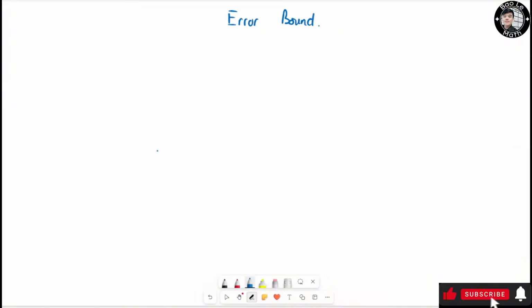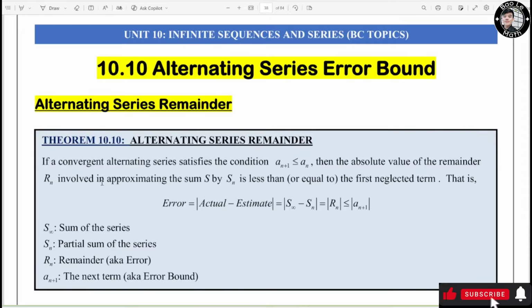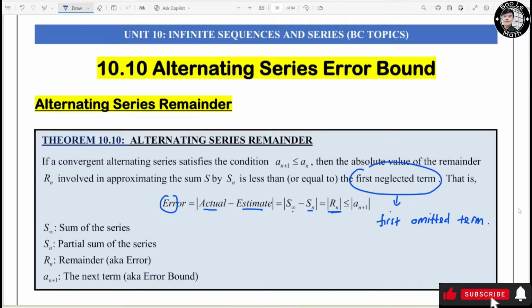We have the error bound for alternating series and non-alternating series. For an alternating series, we're going to use the formula error equals the absolute value of the actual value minus the estimated value, which means S of infinity minus S of n. And that's going to be the remainder. The remainder must be less than or equal to the absolute value of the first omitted term.